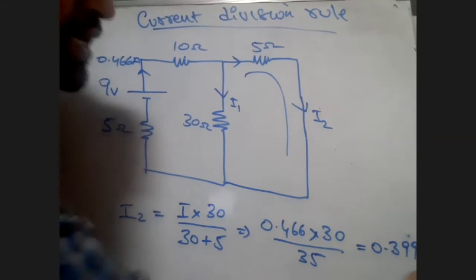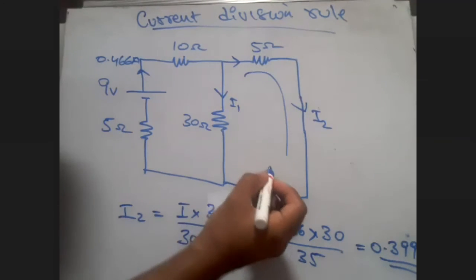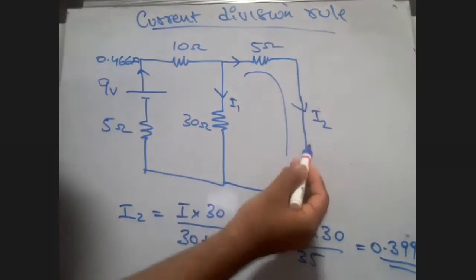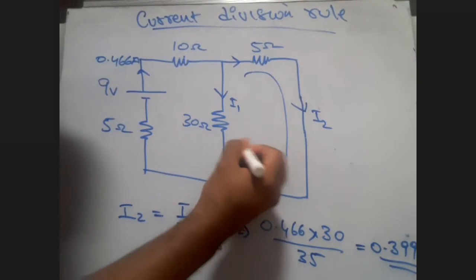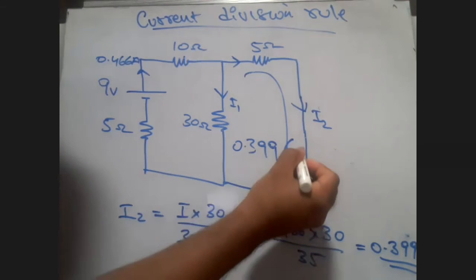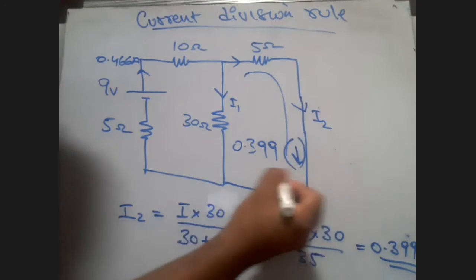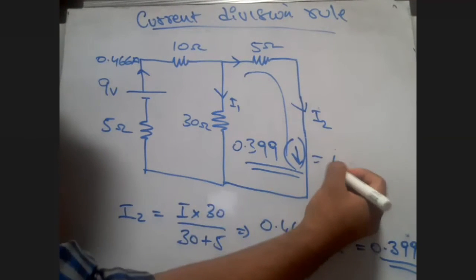Yes, that is correct. But always remember that along with the value of the current, you also have to mention the direction of the current. That will fetch you more marks in your exams. If your diagram is drawn like this in your board exam and you write 0.399 amperes, please mention the direction of the current with the arrow downwards, and please say that it is equal to I2.